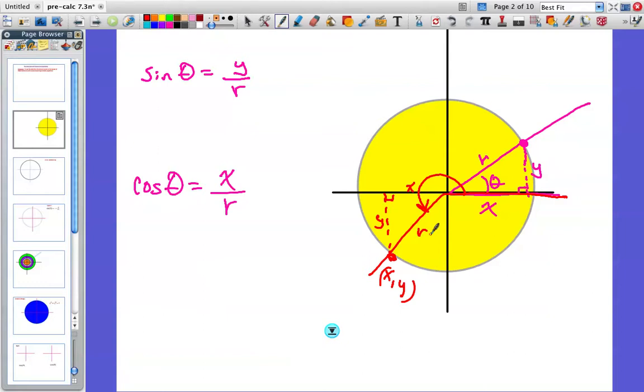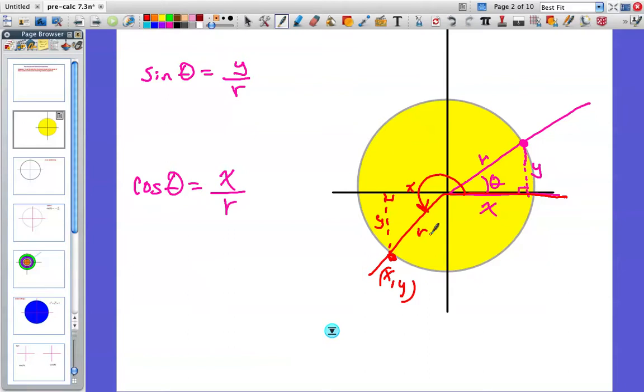But what happens in quadrant 3 when you do y over r or x over r? I hope you recognize that for either one, if the angle is between 180 and 270, the ratio would always be negative, because your y value is negative in quadrant 3 and your x value is negative in quadrant 3. Are you with me on that?